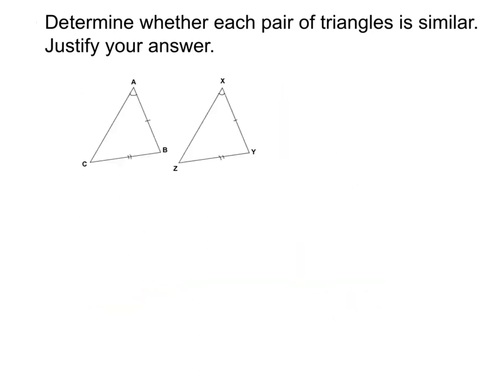Alright, last one of these. Here we've got two triangles, ACB, XZY. We see we've got one congruent angle. We see that we have two congruent sides.